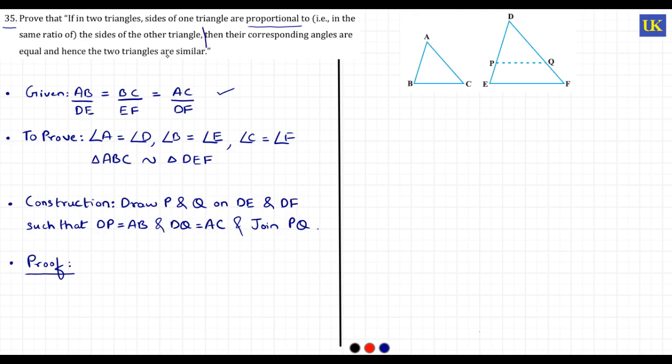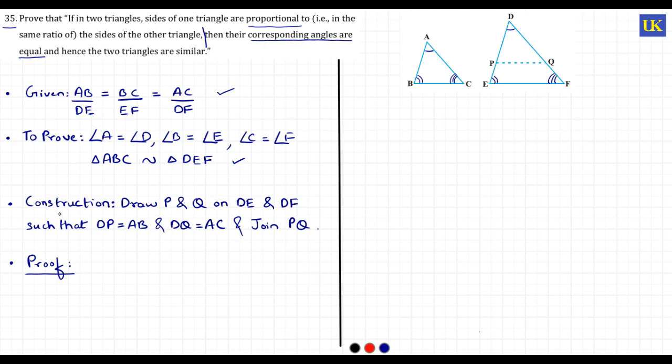Then the corresponding angles are equal. So then the angles of both the triangles should be equal to each other. So then this angle A should be equal to angle D, angle B should be equal to E, and C should be equal to F. And hence we will say that both the triangles are similar to each other. That is what we have to prove here.